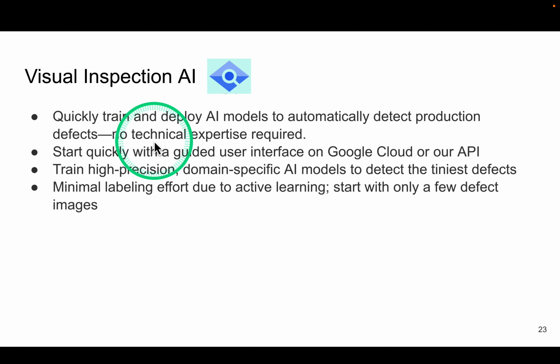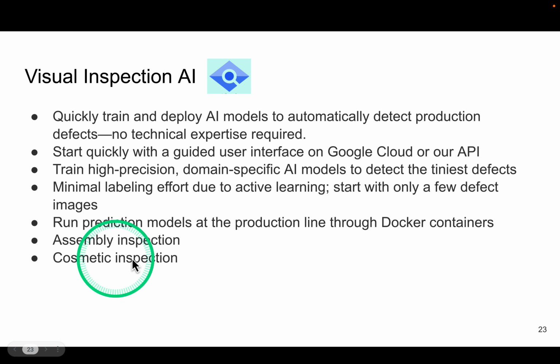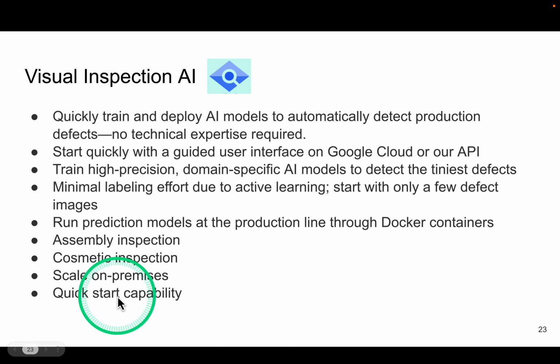So this is usually used for product issues like in warehouses and all. So you can just put some camera and figure out if there are any defective products, or if packaging or something is not appropriate. Run prediction models at the production line through Docker containers. Assembly inspection, cosmetic inspection, scale on premises, quick start capability.